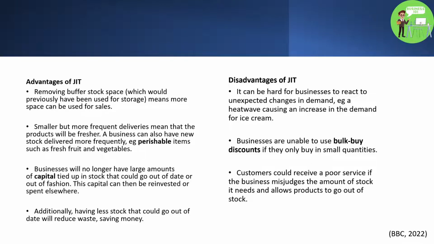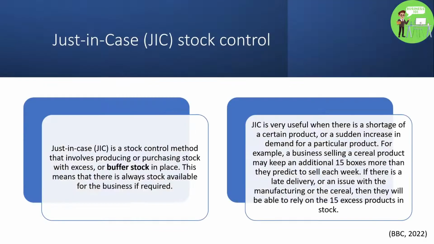But disadvantages, let's quickly go over these. So it can be hard for businesses to react to unexpected changes in demand, e.g. a heat wave causing an increase in the demand for ice cream. Businesses are unable to use bulk buy discounts if they only buy in small quantities. So that's stuff like economies of scale. And then customers could receive a poor service if the business misjudges the amount of stock it needs and allows products to go out of stock.